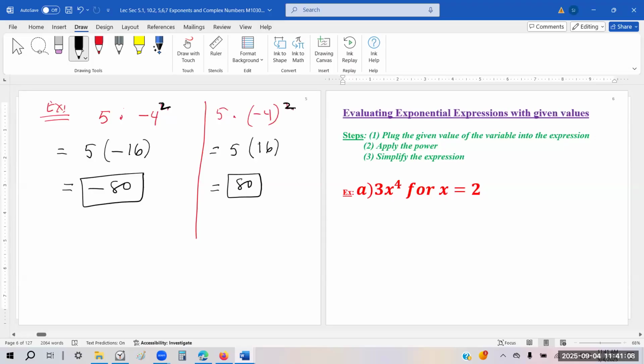Now we are going to do the same thing, but this time we have to replace the number. So they gave us 3x⁴, and they're telling us how much you get when x is 2. So you replace: 3 times something to the 4, and that something is 2. So what do we have? 3 times 16, which is 48.